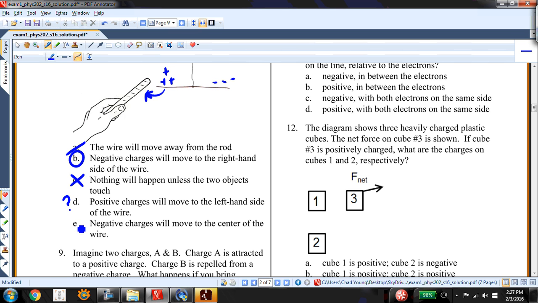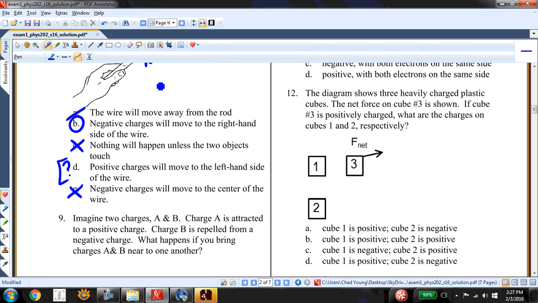Let's come back. Negative charges will move to the center of the wire. That's not true at all. So what about this one? The answer is B, it's not D. So why is that? Well, it's because the positive charges don't actually move. The positive charges just remain on the left-hand side. So you get this excess of positive charge, but it's not because of any transfer of protons. In a conductor, it is not the protons that move, it's the electrons.